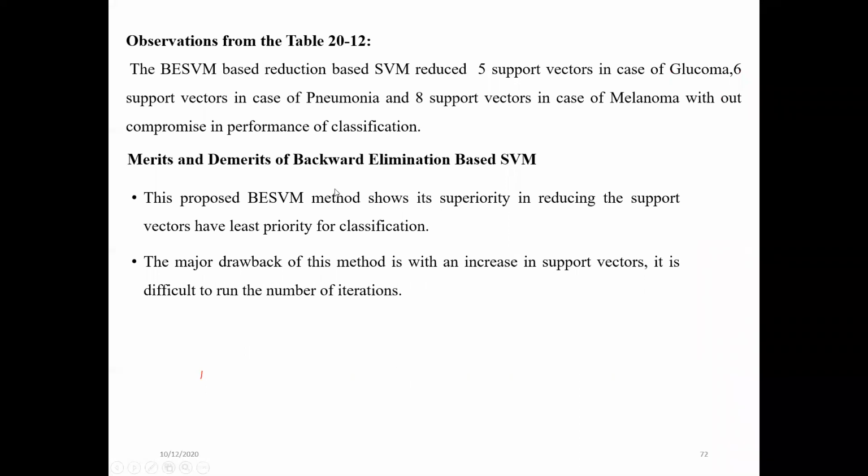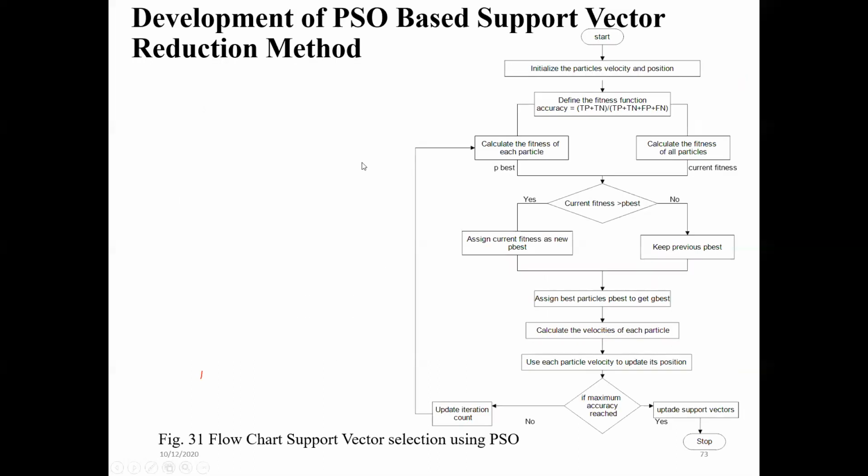So what are the merits that you can observe? The proposed backward elimination SVM method shows its superiority in reducing the support vectors that have least priority for classification. The major drawback is that with an increase in support vectors, it is difficult to run the number of iterations. And there is a development of a PSO based support vector reduction method. This is the flow diagram for this.